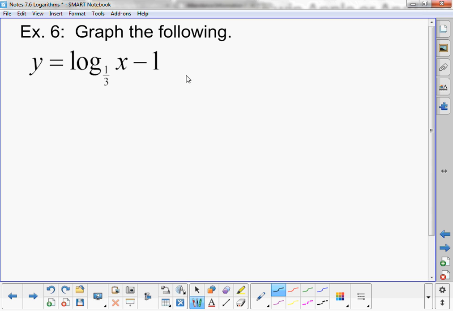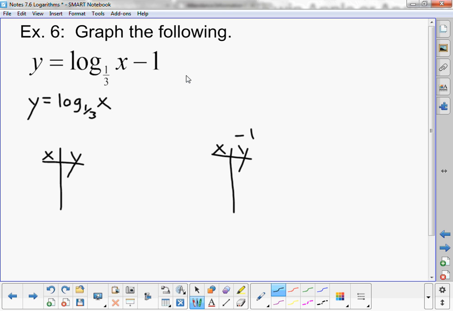So basically, we're going to make two tables, x, y, and we're going to make a shifted table over here, x, y, and then you're going to subtract one from your y values because it's getting shifted down. Now, I'm going to rewrite this without the shift, so y equals log base 1/3 of x. Now we're going to take the base, spiral it around so we can write it as an exponential. So 1/3 to the y power equals x. Now, if you notice, this looks very much like an exponential, only the x and y values are switched around.